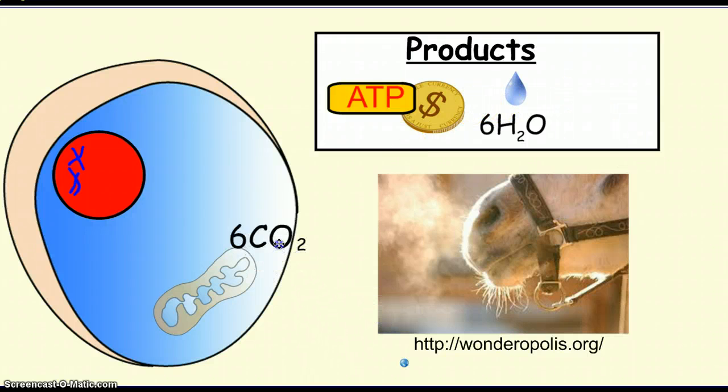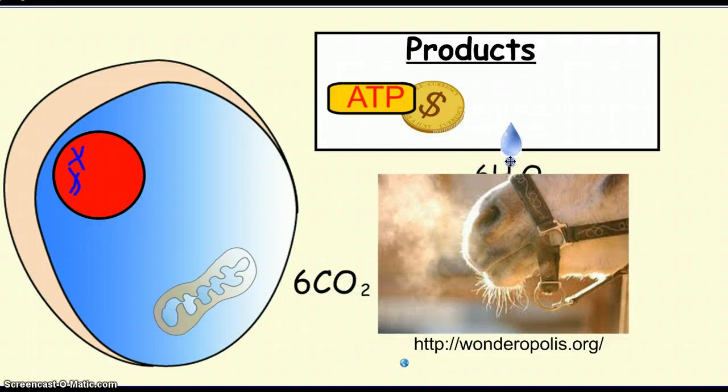One of the products is carbon dioxide gas. This carbon dioxide gas will collect in the cell. It will diffuse out through the cell membrane. Our red blood cells will collect the carbon dioxide gas. It will diffuse into our lungs, and we exhale carbon dioxide gas as a byproduct, as a waste product. Another waste product is water. 6 water molecules are produced.